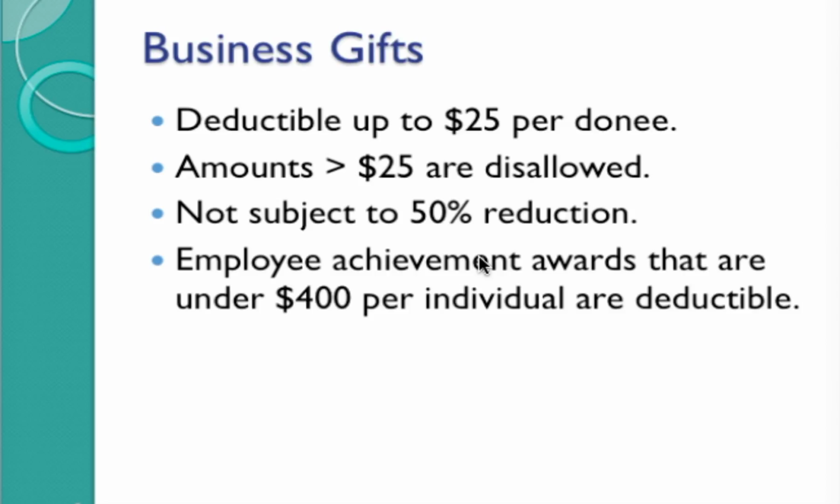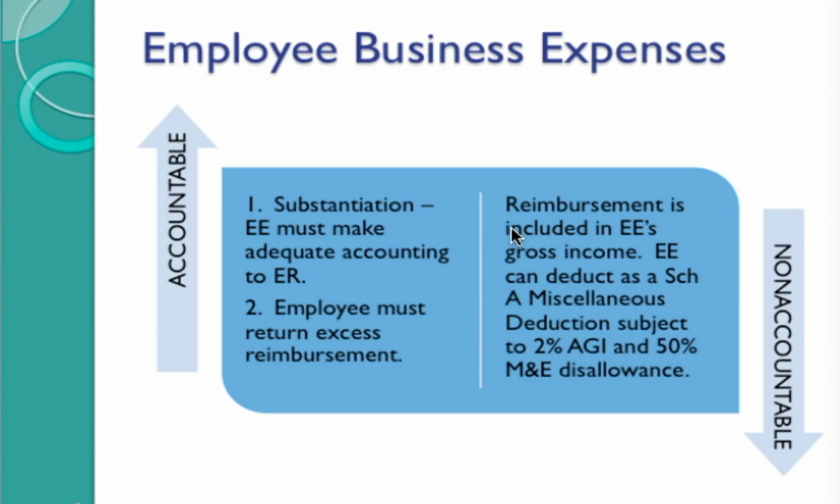As far as business gifts go, these are generally deductible up to $25 per donee. Anything above $25 is disallowed as a deduction. These are not subject to a 50% reduction, as you would see with some of the entertainment and meal expense items. And employee achievement awards that are under $400 per individual are deductible, but they have to be related to some already established achievement guidelines. You can take a look at this slide. I'm not going to talk too much about it.